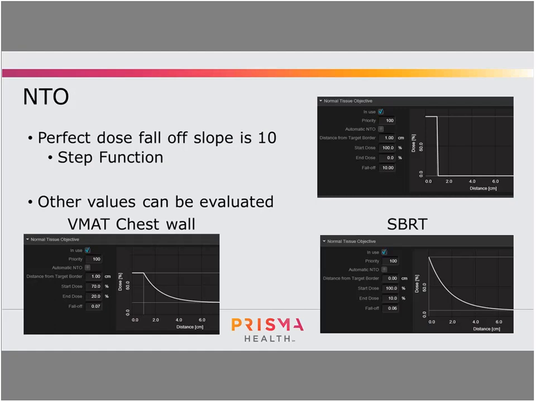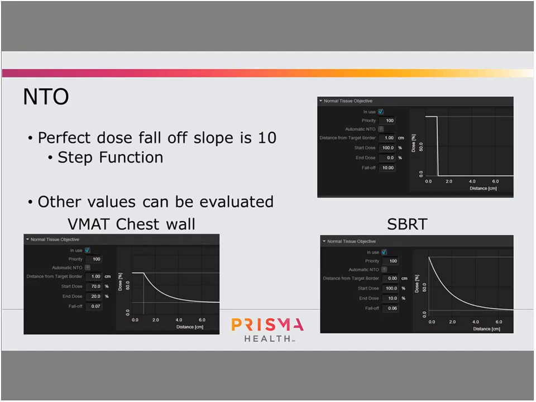This VMAT chest wall is one I used a couple weeks ago that I just thought was kind of interesting, and I hadn't done one like this before, so I threw it in here. So again, if you look at the graph, it'll kind of explain what the values are I typed in here. So for a centimeter away, I said start dose 70, end dose 20, because I wanted to allow the 100% dose to spill outside of the PTV sum.